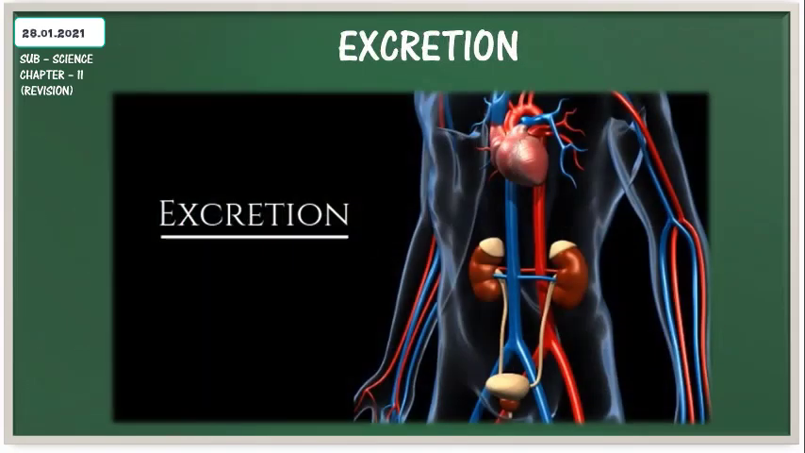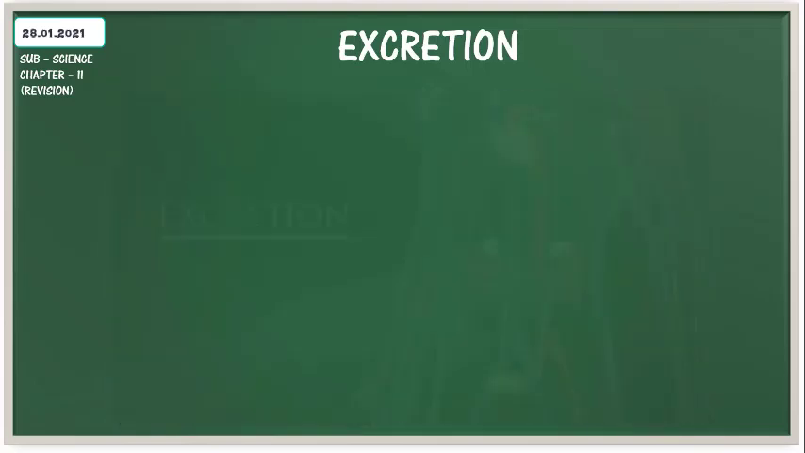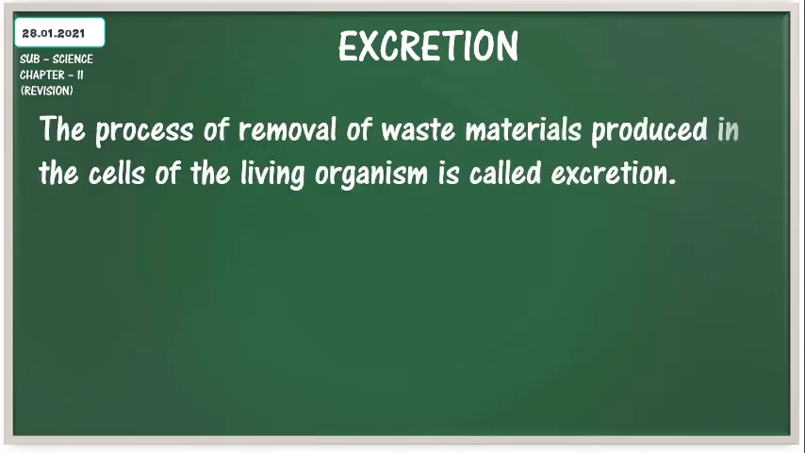Excretion. The process of removal of waste materials produced in the cells of living organisms is called excretion. When our body uses food, water, and air, it produces some byproducts or unwanted substances. These are called waste materials. These waste materials are toxic or poisonous and cause harm to the body. These poisonous substances, if they get mixed with blood, may become fatal and may cause the death of an organism. Therefore, the waste material must be removed from the body so that a person may stay healthy.